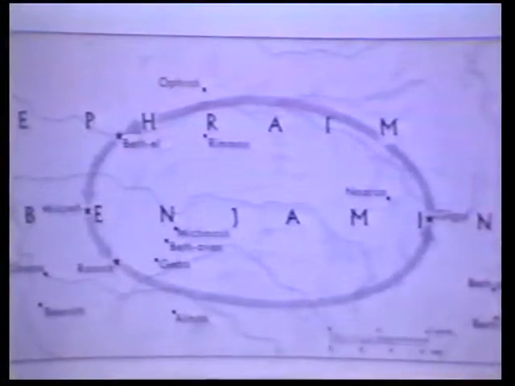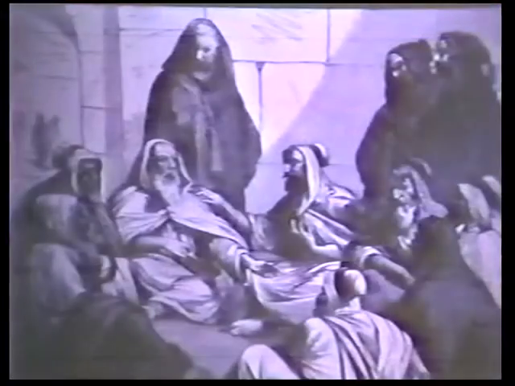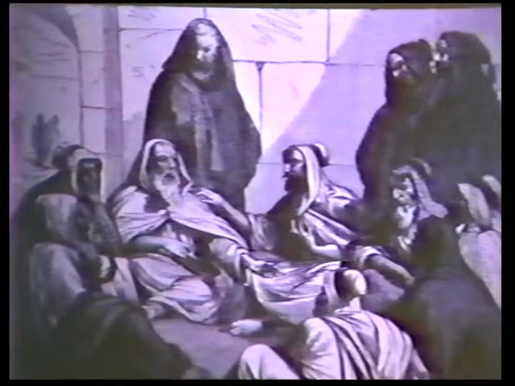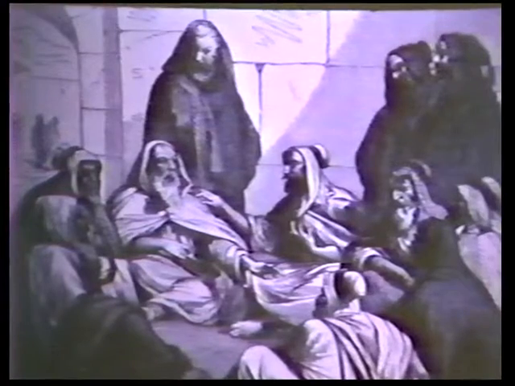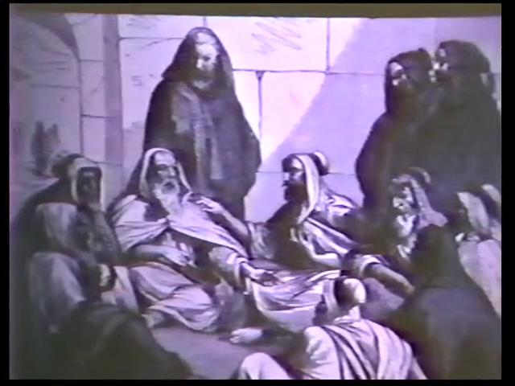Samuel went on a circuit year by year to Bethel, Gilgal, Mizpah, and back home to Ramah. In this way, he administered justice to Israel. The people, however, were disillusioned with the sons of Samuel, Joel and Abijah, who were judges in Beersheba. They asked for a king.